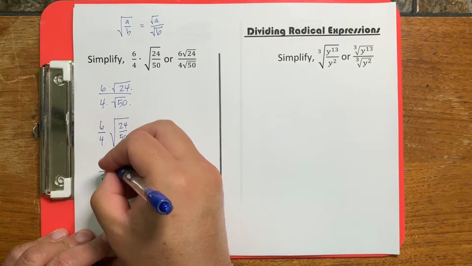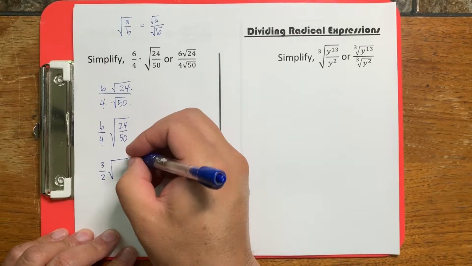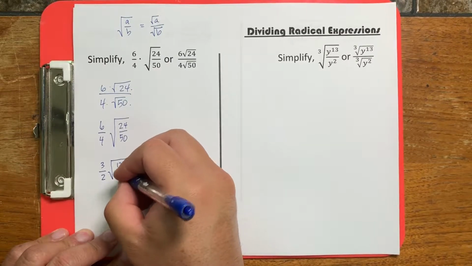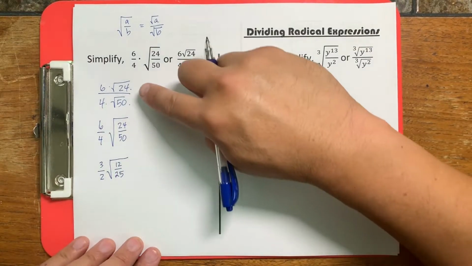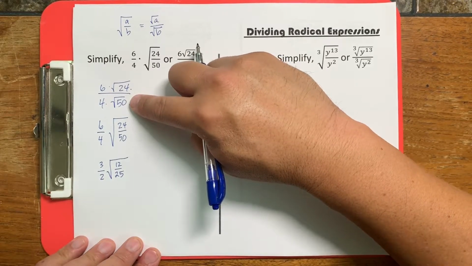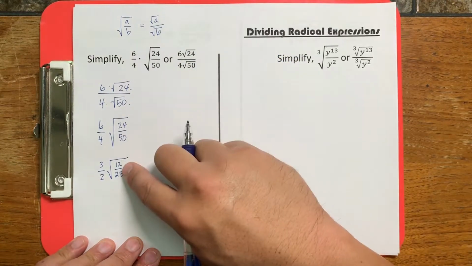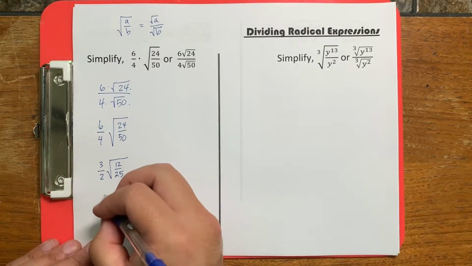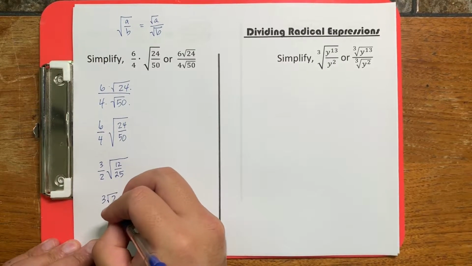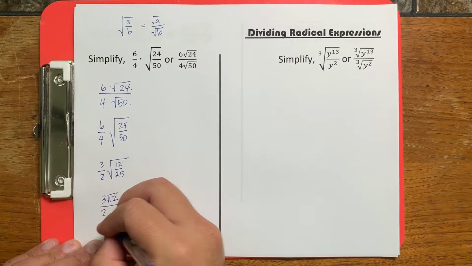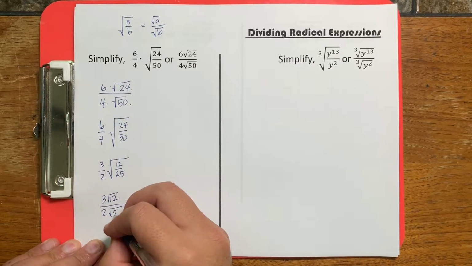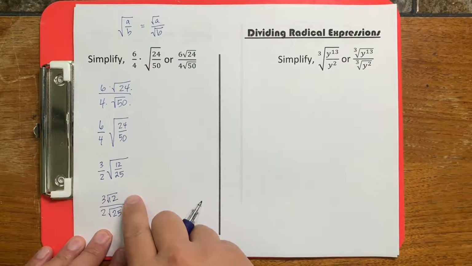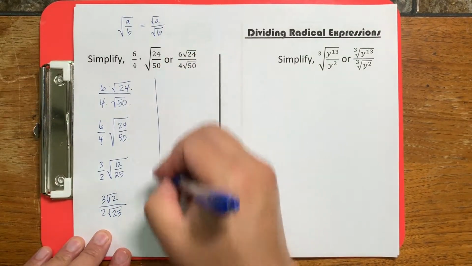And then when I simplify this, we get 12 over 25. Initially these are separated. What I want to do is combine the radical, simplify the inside, and then separate them again. Once I've separated them, I want to simplify them individually.